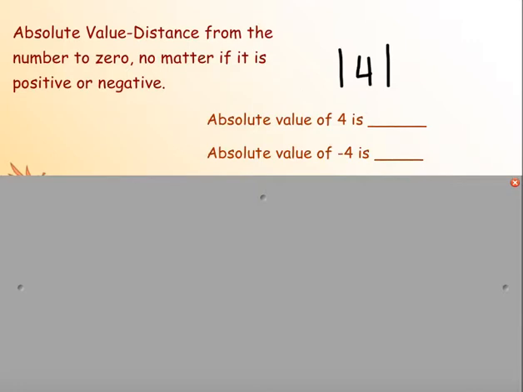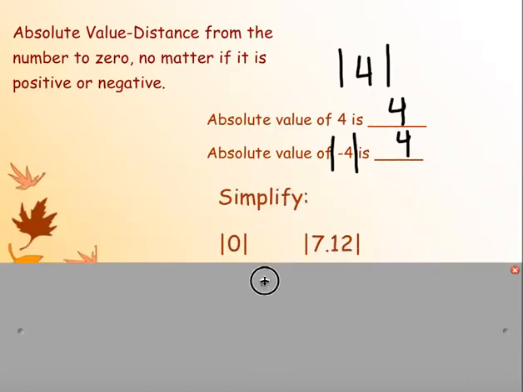Okay, absolute value of 4. We would say, well, 4 is 4 units away from 0. But the absolute value of negative 4 is also 4 units away from 0. Since we're talking about distance, we can't have a negative absolute value. We can't be a negative distance from 0. We can only be a positive distance.